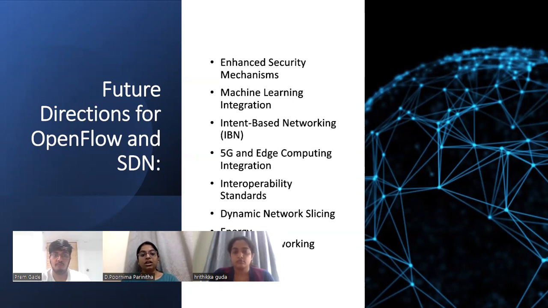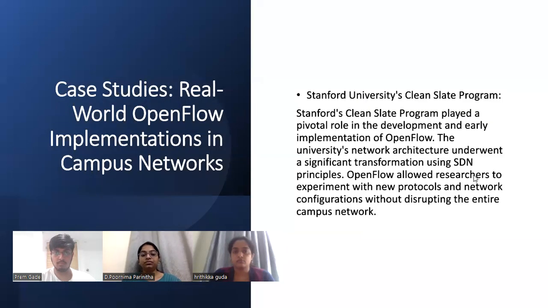Interoperability standards. Advocates for the development of standards to ensure better interoperability among different OpenFlow vendors. Dynamic network slicing refers to the ability to dynamically allocate network resources for different services and applications in OpenFlow networks. Energy efficient networking highlights the need for more energy efficient networking solutions in OpenFlow implementation. Prem, move to the next slide.